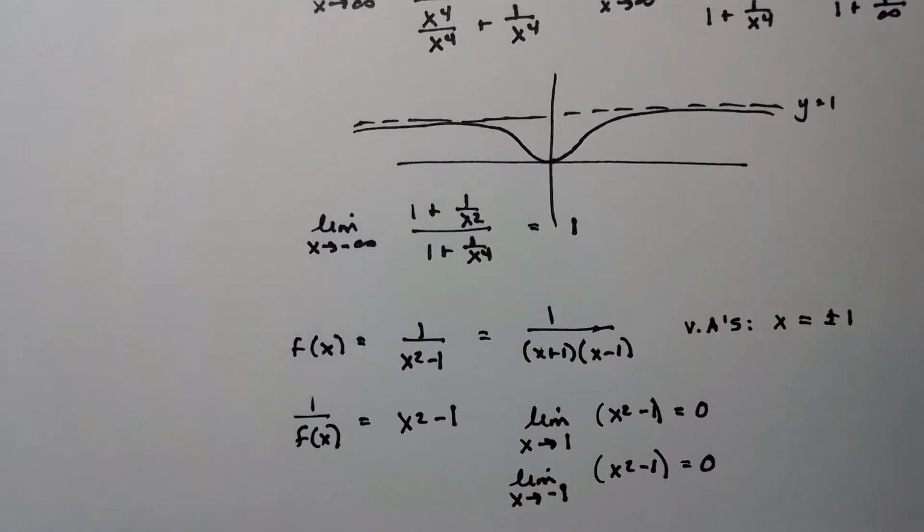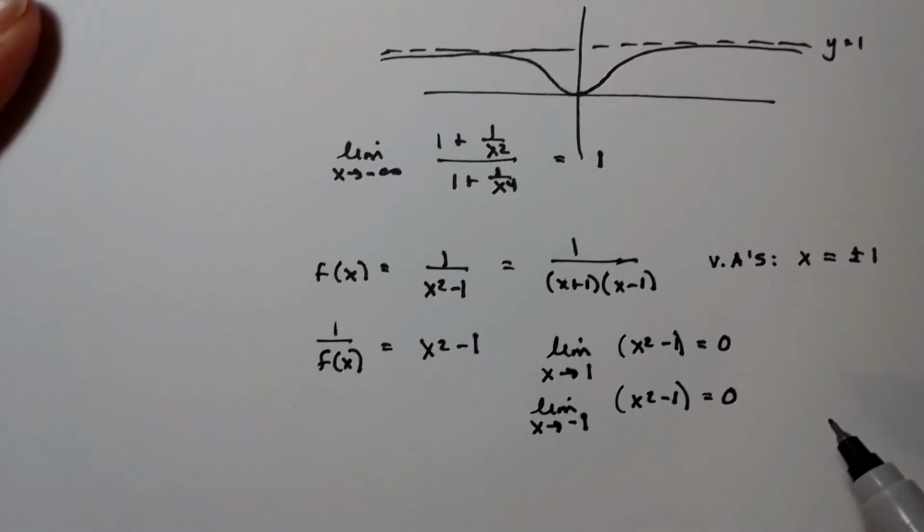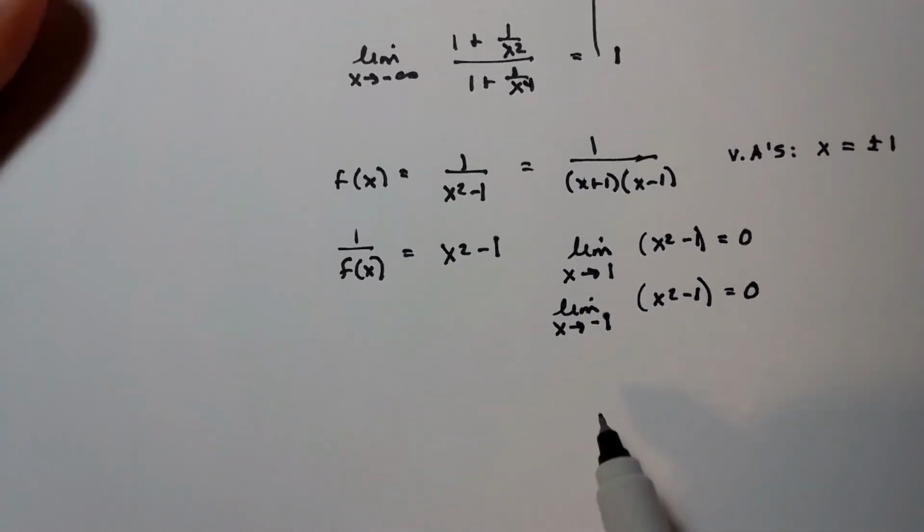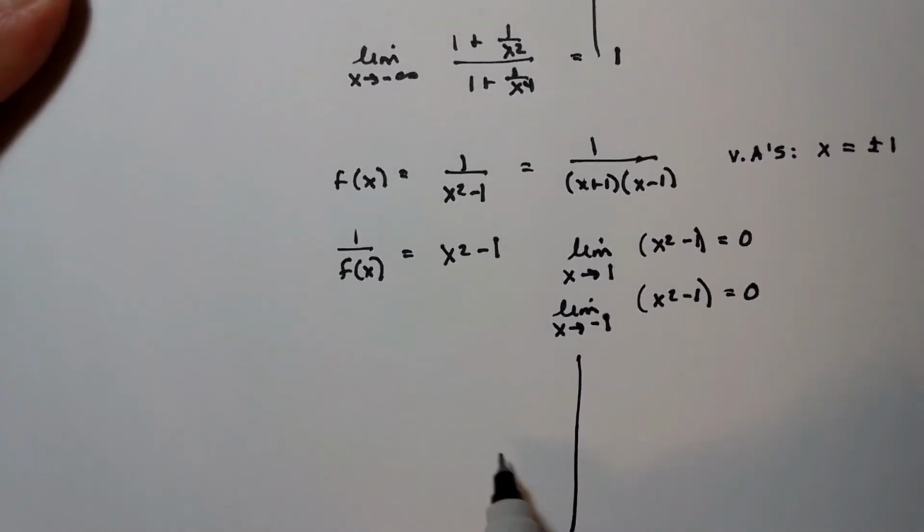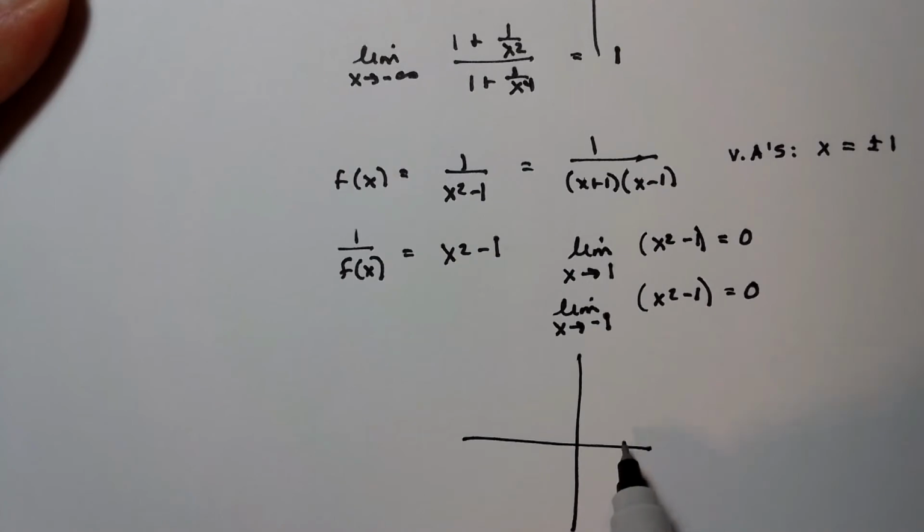Okay, and then again, I didn't really have to go through all this. If I wanted to make a quick graph here of this function without a calculator, I know using some algebra that at positive 1 and negative 1, I'm going to have vertical asymptotes. So terrible dotted lines, I know.